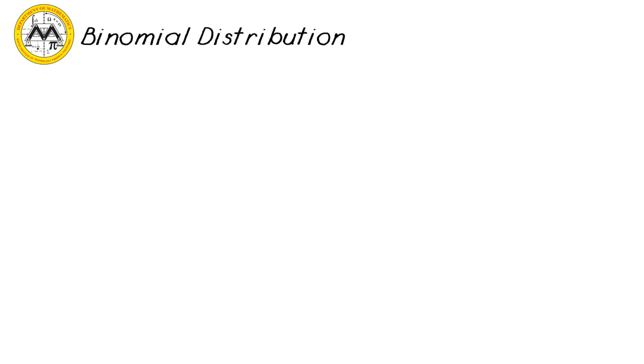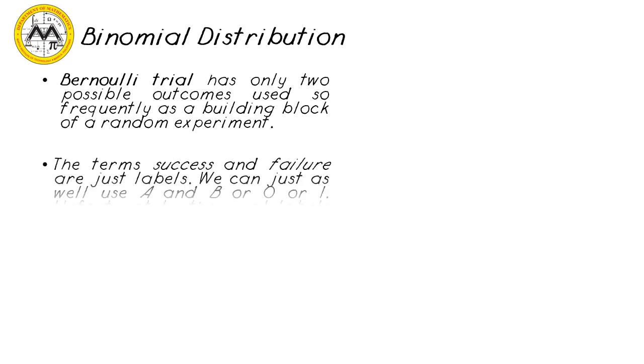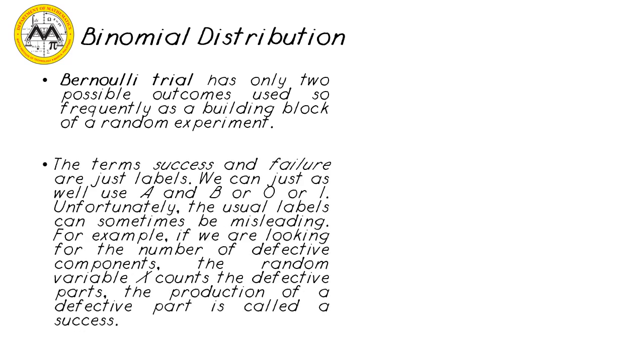Our second type of distribution is the binomial distribution. The binomial distribution is built on a Bernoulli trial, and the Bernoulli trial has only two possible outcomes. It is used so frequently as a building block of a random experiment. The terms usually used are success and failure, which are usually just labels. We can just as well use A or B, or 0 or 1.